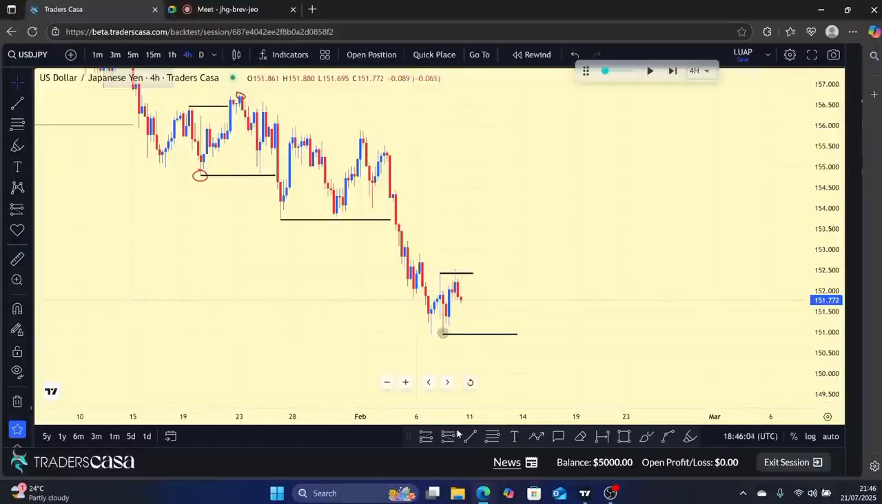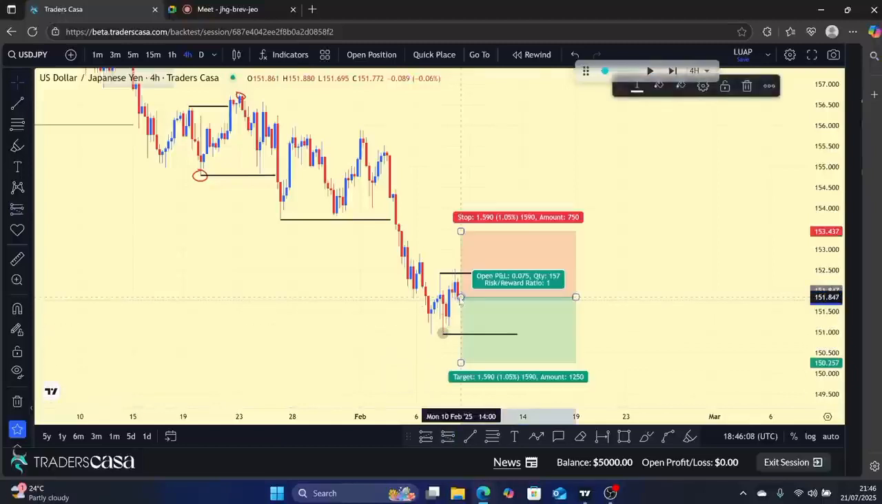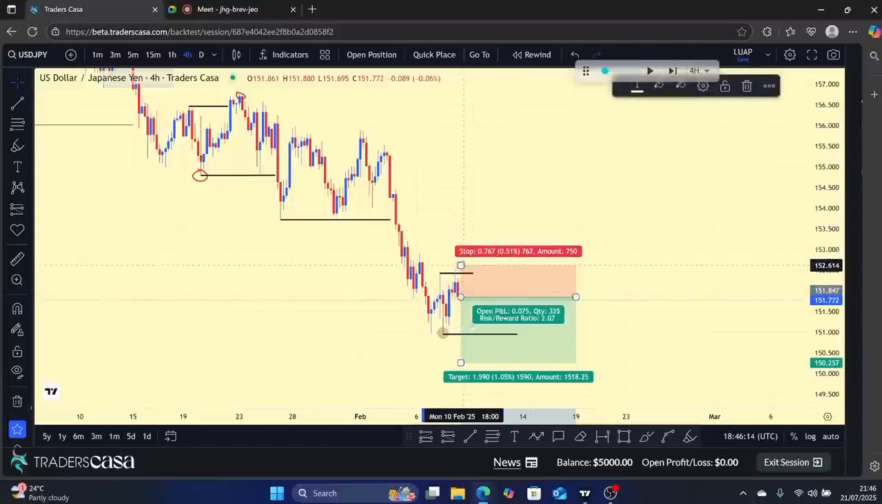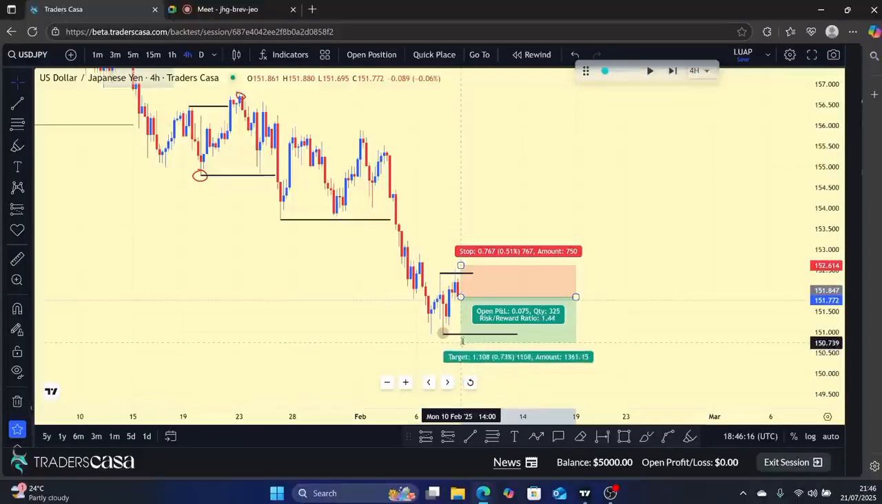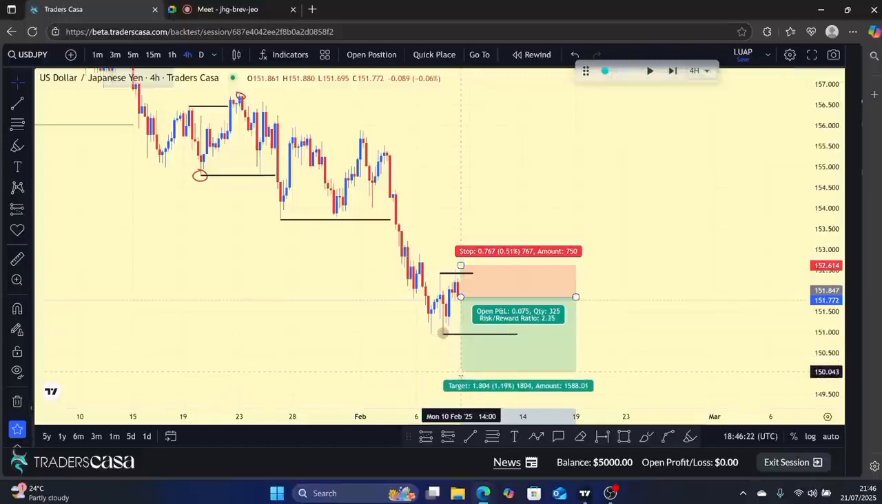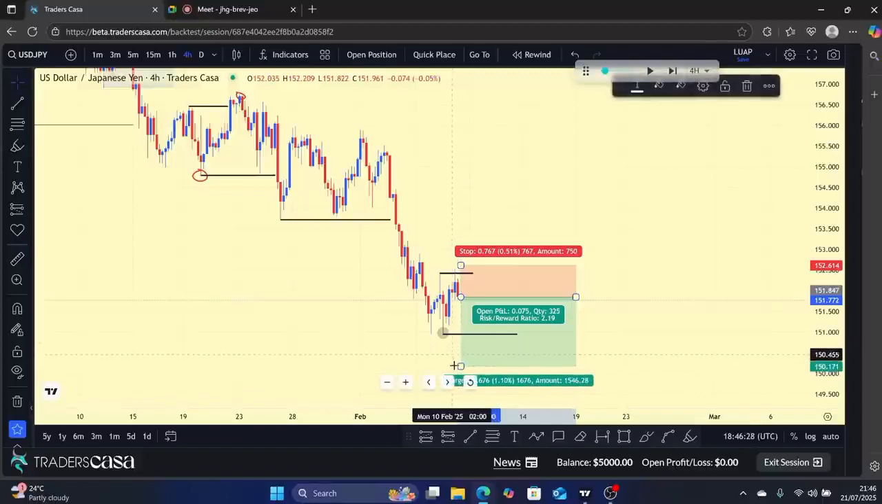In this case, if I was to take the entry, of course, I'll be taking it on the closure of this momentum candle. Stop loss, I'll be setting it above there, and of course targeting this external liquidity. In this case, you can see my risk to reward will be very small. If we check the distance, you can see this distance is very huge for me to risk in this trade.